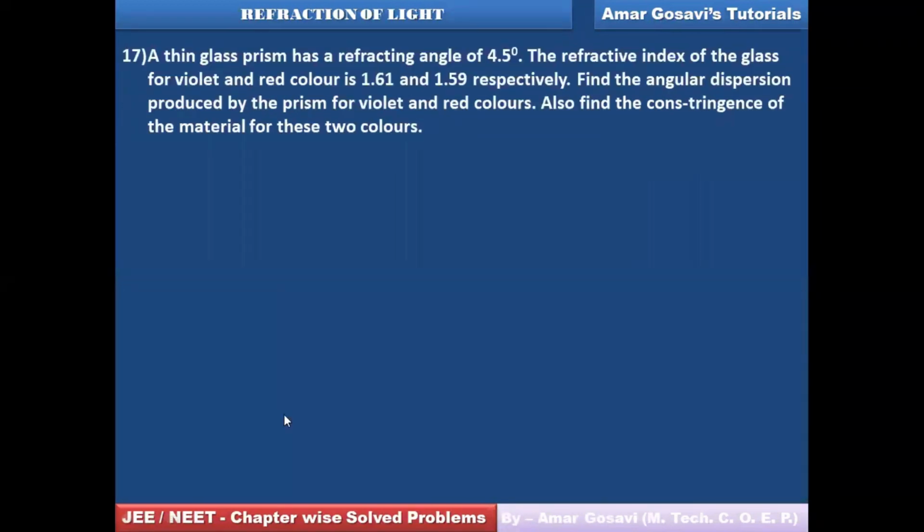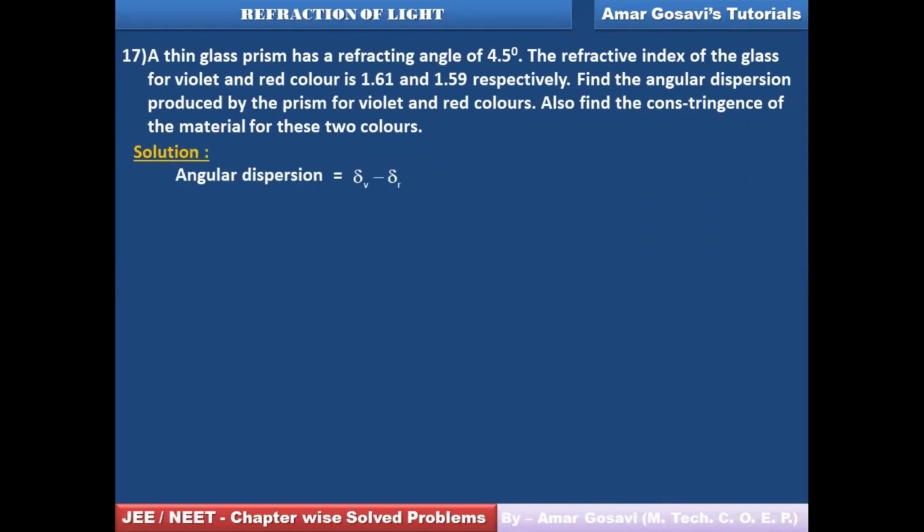In this problem, they say a thin glass prism has a refracting angle of 4.5 degrees. The refractive index of the glass for violet and red color is 1.61 and 1.59 respectively. Find the angular dispersion produced by the prism for violet and red colors. Also find the constringence of the material for these two colors. Constringence is basically the reciprocal of dispersive power. The first thing we need to find is angular dispersion. For finding constringence, we'll have to find the dispersive power and then take its reciprocal. So let's do it.